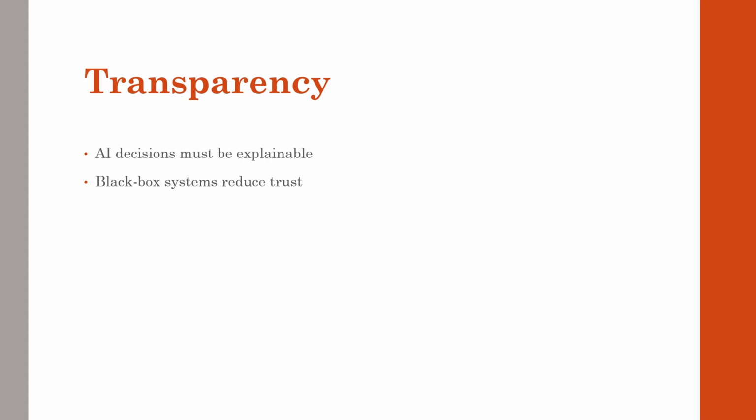Transparency. Transparency in algorithms and AI systems is crucial. Black box models reduce trust among both patients and clinicians. For health systems to adopt AI responsibly, the decision-making process must be explainable and auditable.